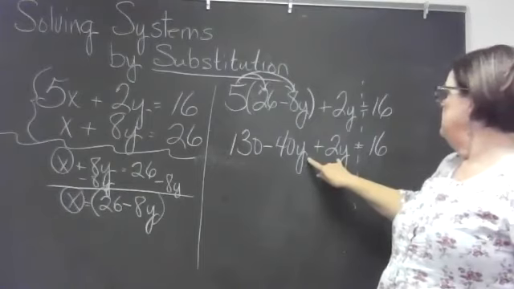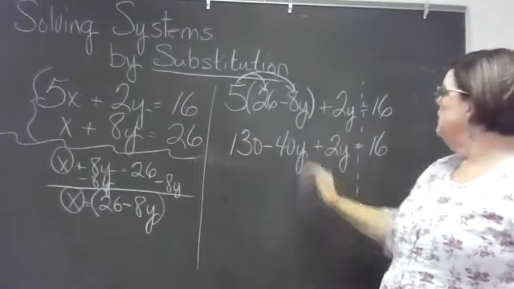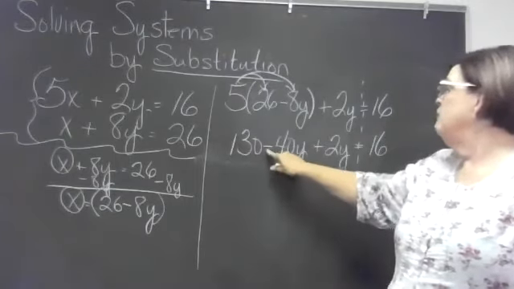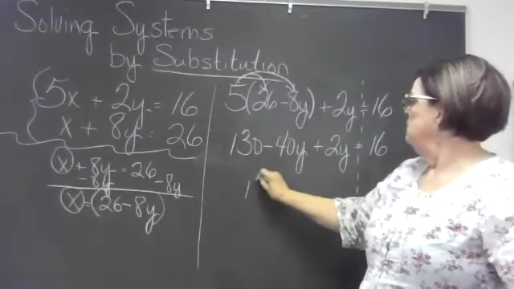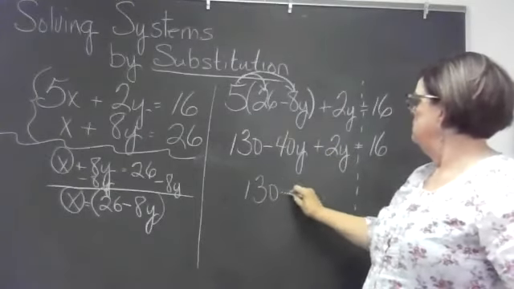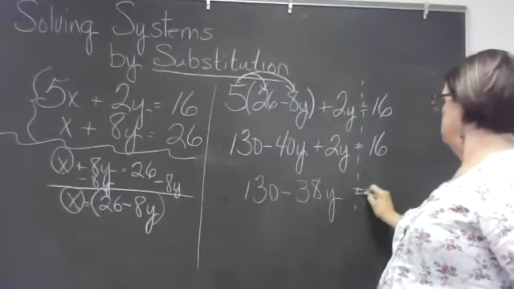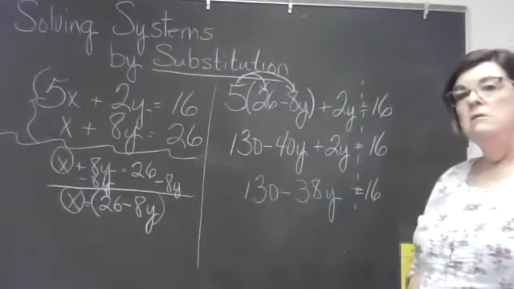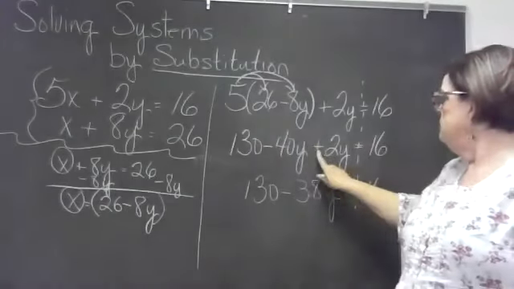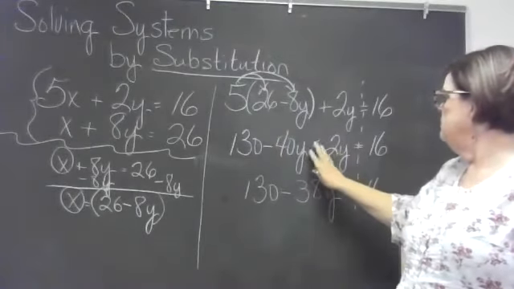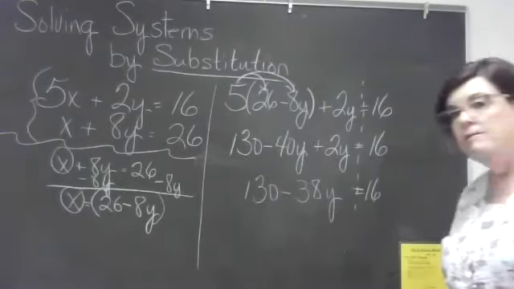There's too many of them, but I'm not going to have to get rid of one of them because they're both on the same side. So what is negative 40 plus 2? Is it negative 38? Negative 40 plus 2, because both of these are y's, I can put them together and get negative 38y, right?